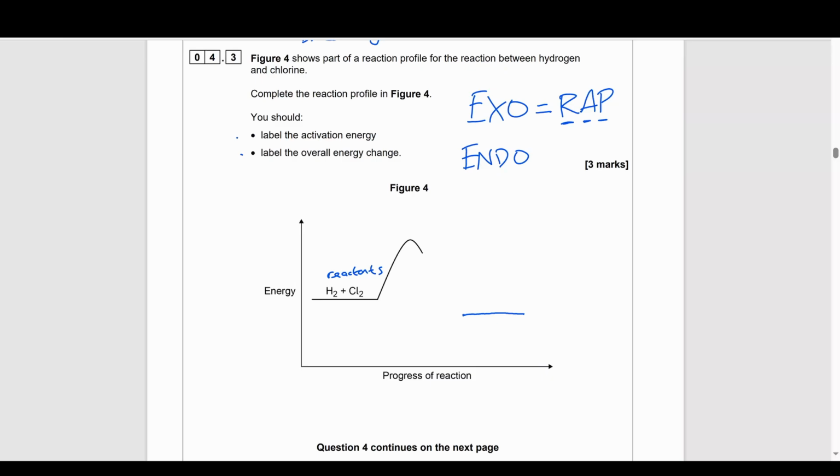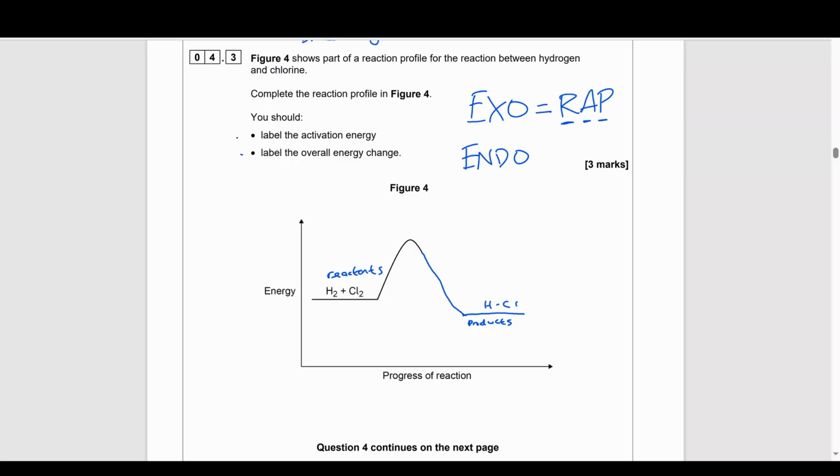And what we can do is we can label this line with products, or specifically HCl. The next thing that we want to do then is finish our line to connect the energy. However, we need to do the following things that they've asked us to do. We need to label the activation energy, and we need to label the overall energy change.